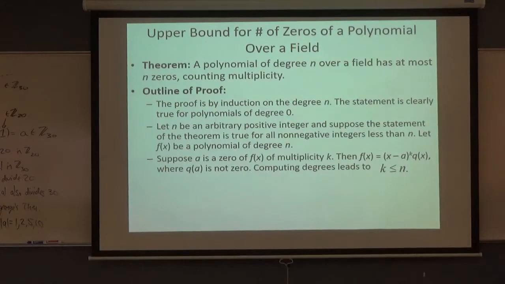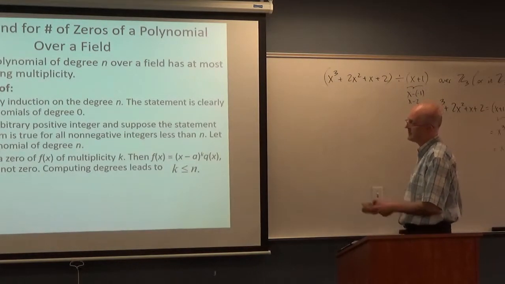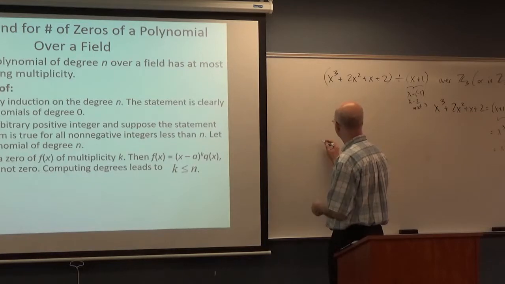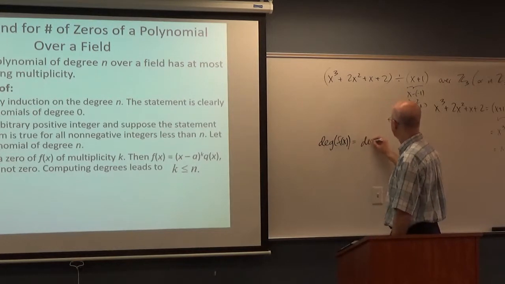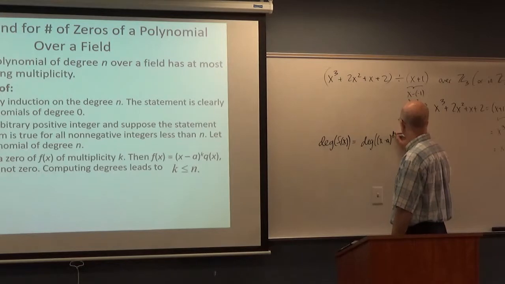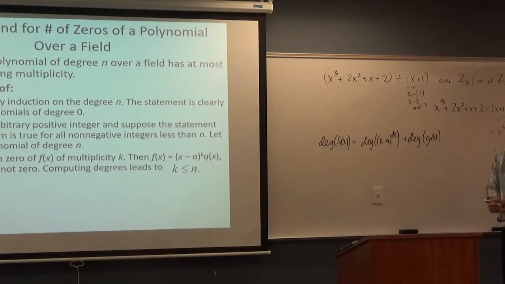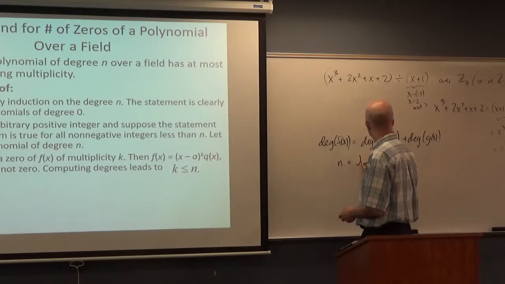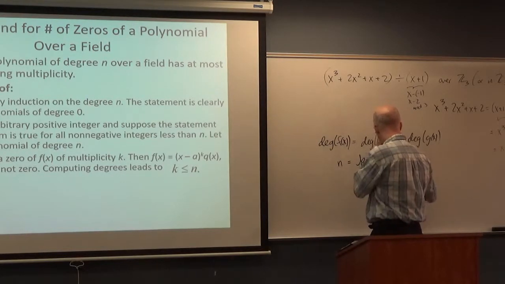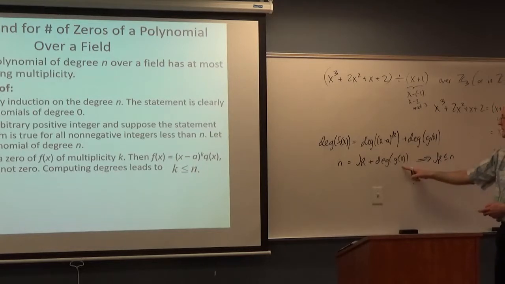What do I mean by computing degrees? Well, when you've got a polynomial over a field written as a product like that, on the screen you can say the degree of f of x equals the degree of x minus a to the k plus the degree of q of x. If you think about examples, this makes perfect sense. And it is true when we're talking about polynomials over a field in general. The degree of f is n, the degree of x minus a to the k is k. These degrees can't be negative, so this allows us to conclude that k must be less than or equal to n.